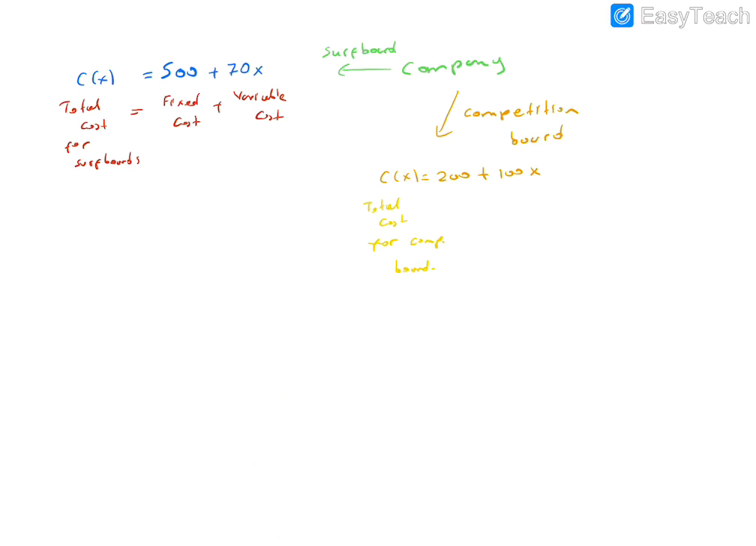So the total cost, the exact total cost, considering these two products: total cost C of X equals the summation of these two cost functions. Okay, so 700 plus... but X represents the surface of the board, so let's change the X. Instead of X, let's say Y. Y represents the number of the demand of the computation board. So here this is Y. So 700 plus 70X plus 100Y.